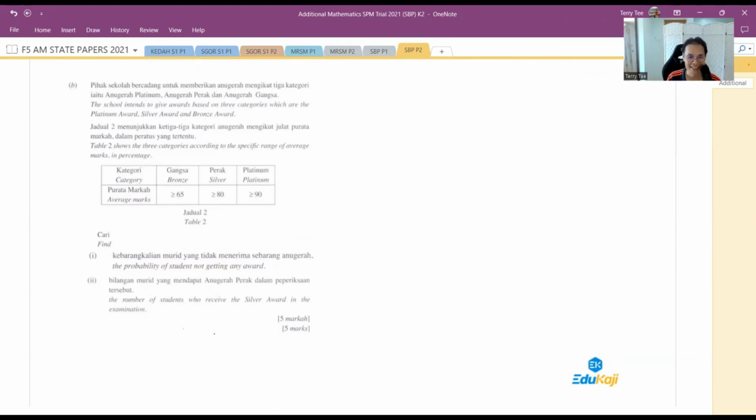So here's the controversial part, because you will not get any award by right when you get less than 65 marks. When we say average mark, you take your BM, your English, your science, your maths, and so on, you add up. Should you have decimals for your average mark? Answer is yes, right? So if you only get this award if you get greater equals 65, you will not get any award if you get less than 65, right?